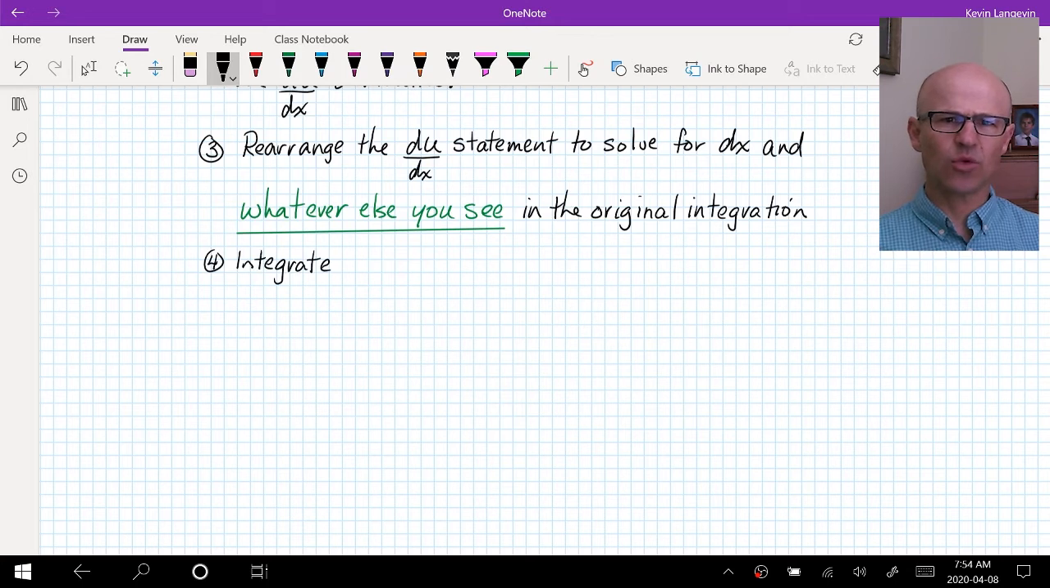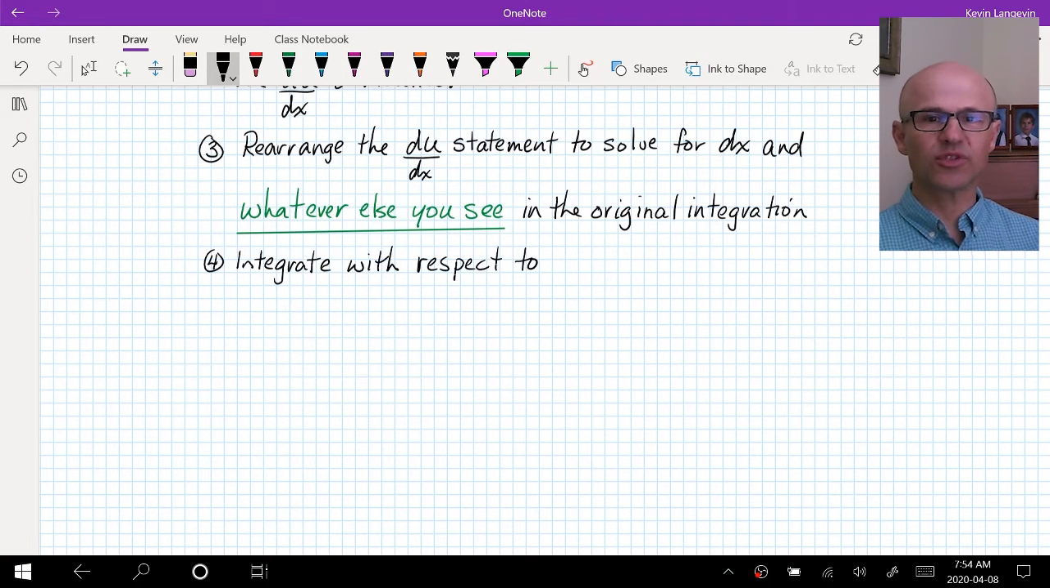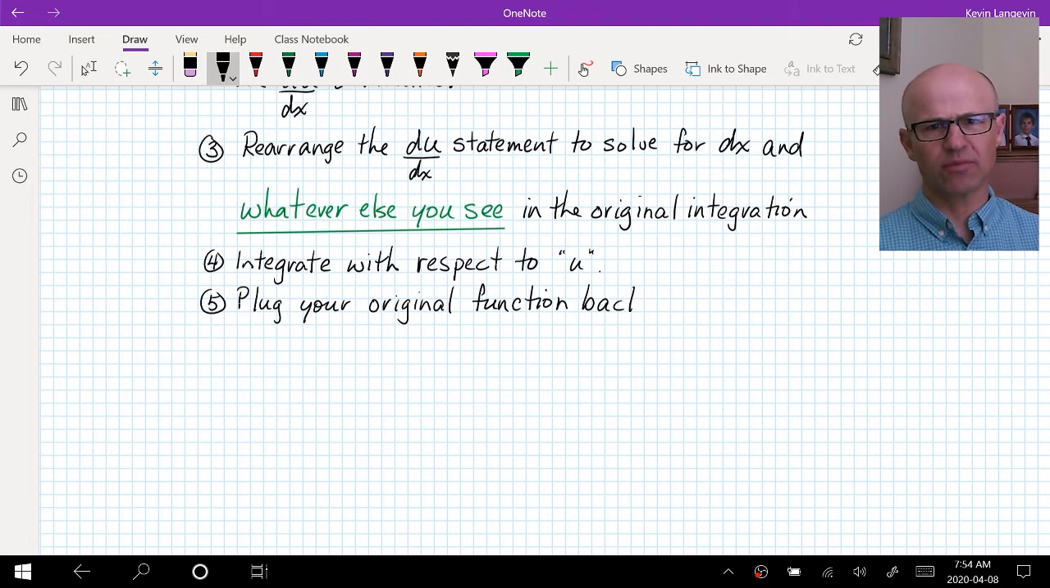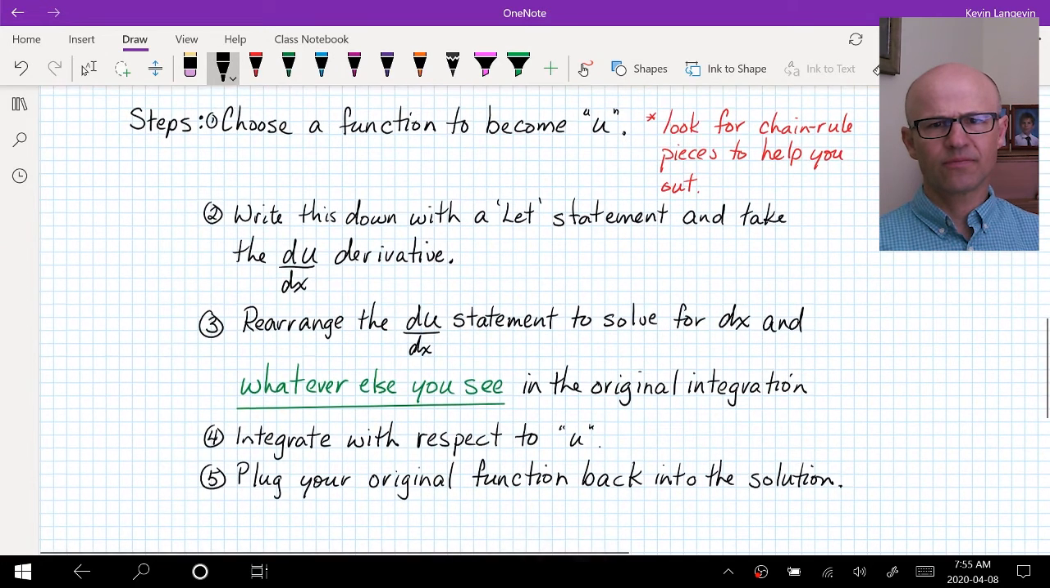And then finally, we're going to integrate with respect to the letter u and replace at the very, very end our original function back in. So just a nice few series of steps to be able to follow to figure these out. Let's look at another example.